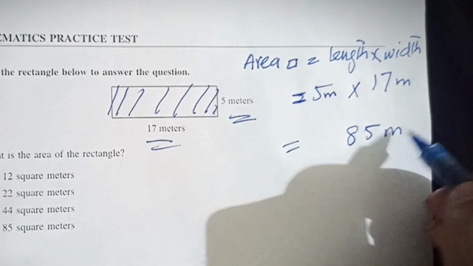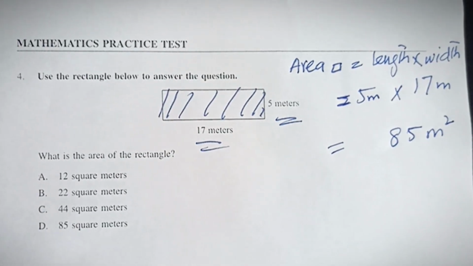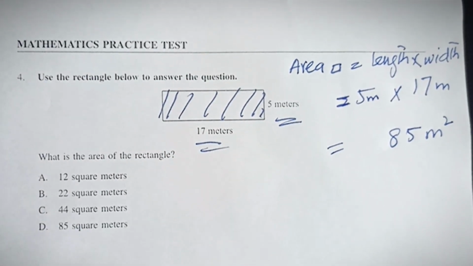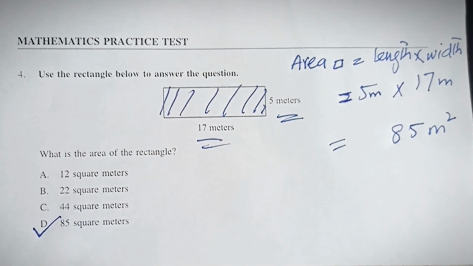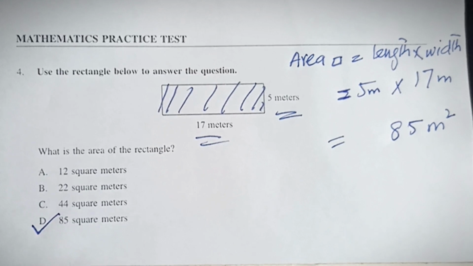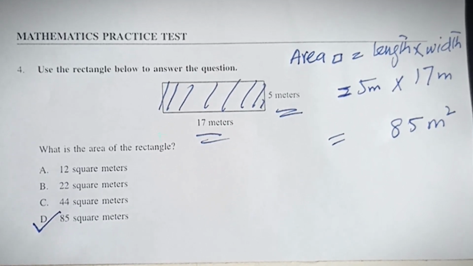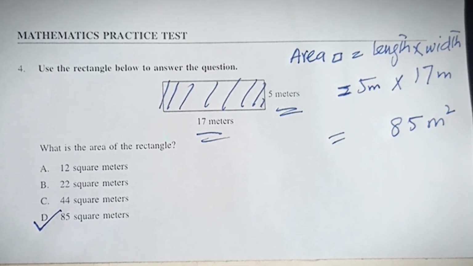we get 85 meter square. So 85 meter square is the exact answer of this question. This is the area of the rectangle. How do we find the area of a rectangle? By using the formula of area of rectangle, that is length multiplied by width.